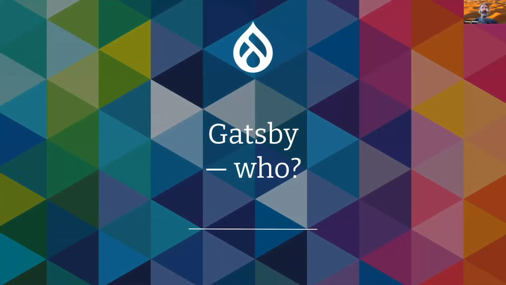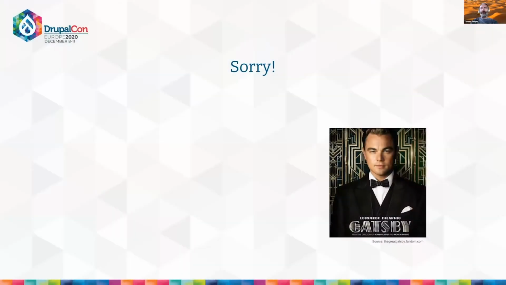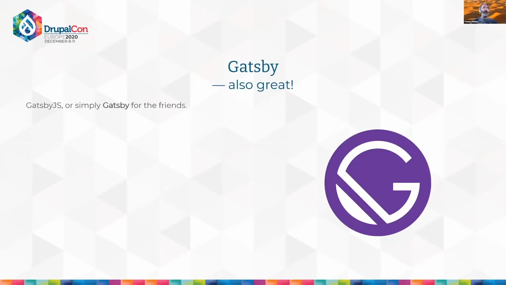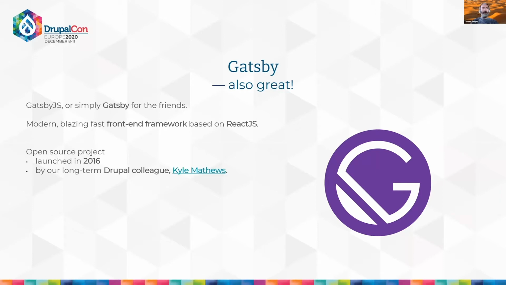So Gatsby, yeah, if you came here for Jay Gatsby, that's not the right presentation then. We talk about another great Gatsby. It's Gatsby.js. It's basically a front-end framework, a very, very fast one. It's based on React.js. It was launched in 2016, not so long ago actually, by our Drupal colleague, Kyle Mathews. And it's a popular project on GitHub. It's one of the most popular Jamstack projects. I'll explain what Jamstack is in the next slide.